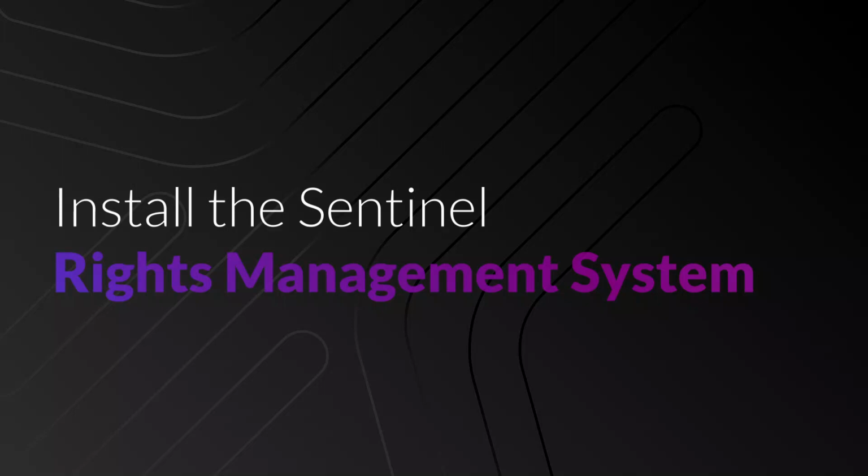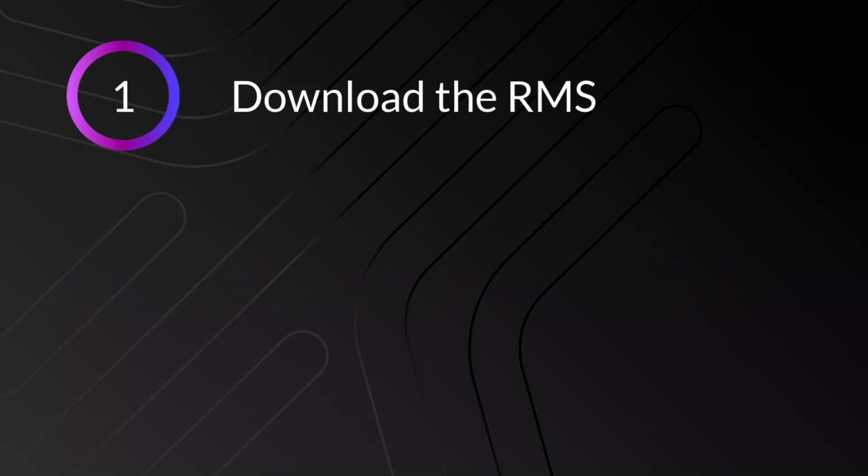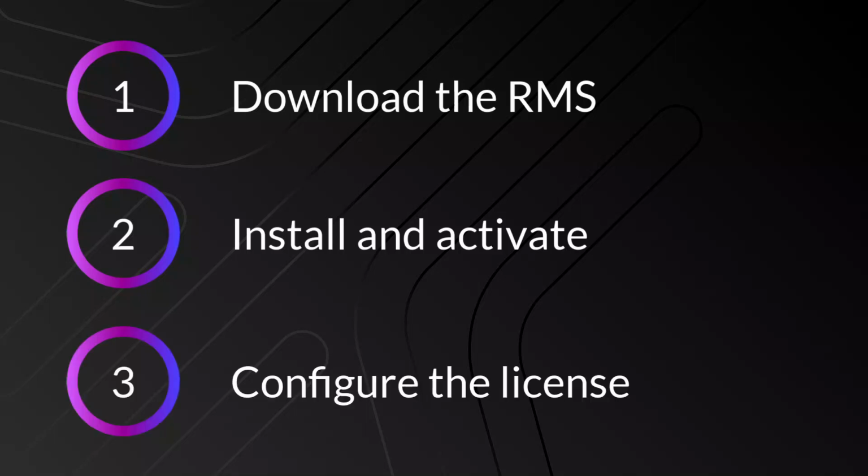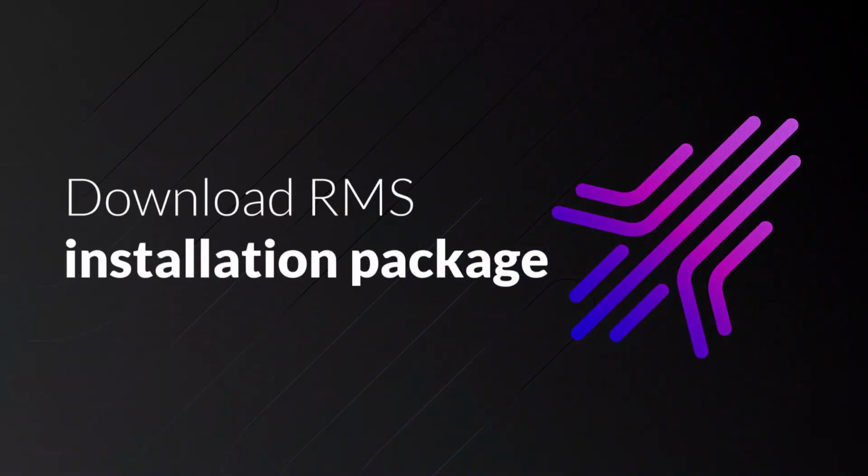To get your environment working, you download the RMS installation package, install and activate the RMS on your Windows server, and configure your Uniface machines to connect to this RMS. You can download the Sentinel RMS from the Rocket Customer Portal.